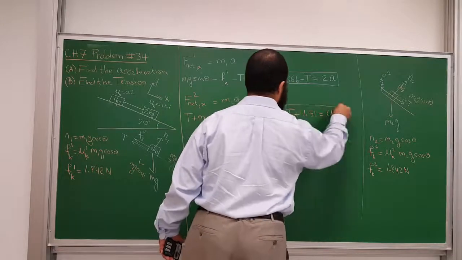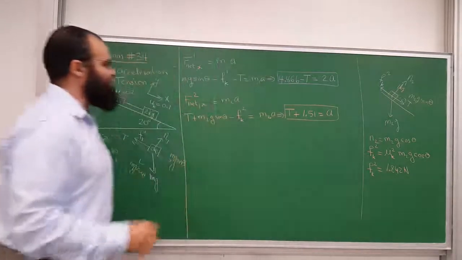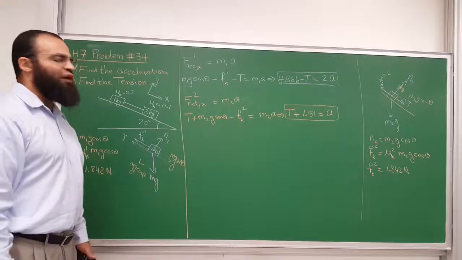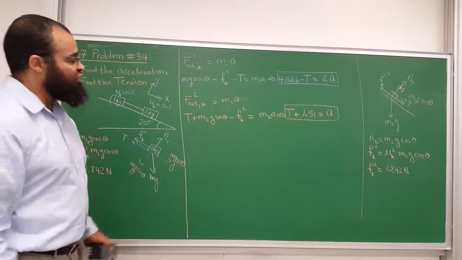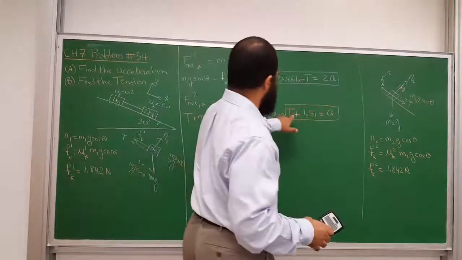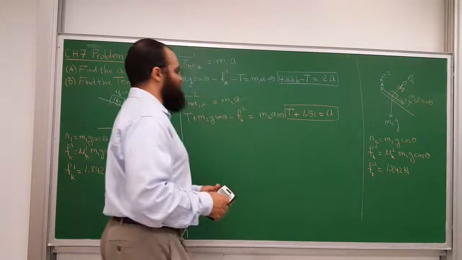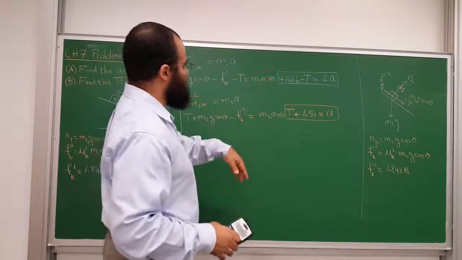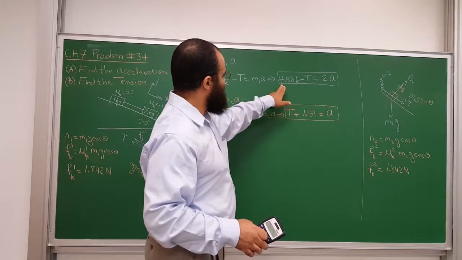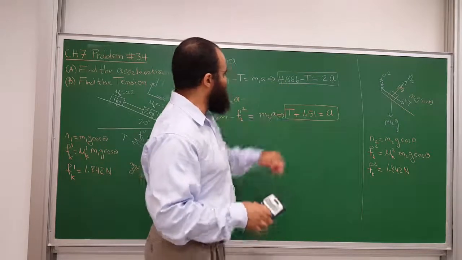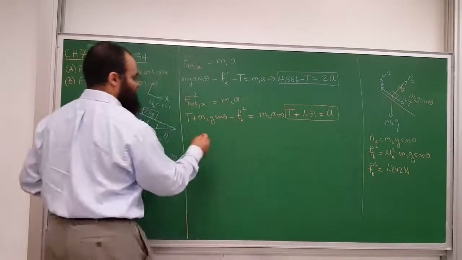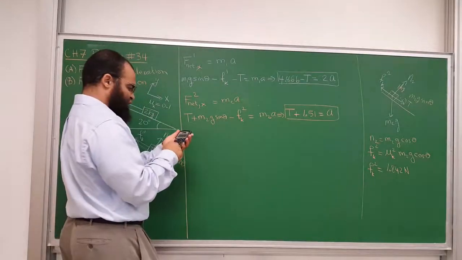So I have this. Now I have my two equations, two unknowns. What do I do with them? Well, I have to solve them. The easiest way to solve them is, I see a minus T here and a positive T here, so add the two equations. When you add them, the T disappears, and you just have 4.866 plus 1.51. So I get 4.866 plus 1.51, let's do it.